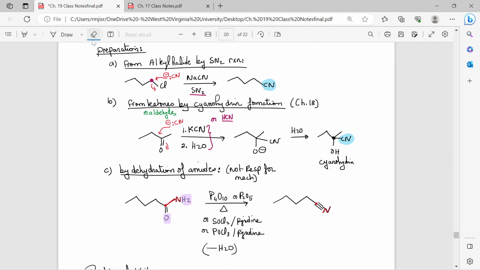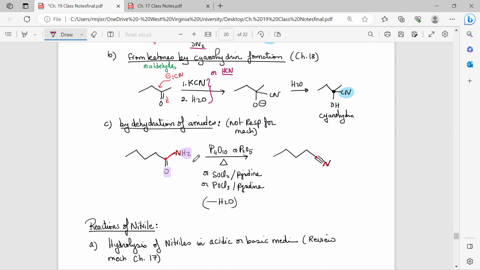You can also form the cyanide by losing water from the amide. This is a new way. So you start with the amide and use a dehydrating agent. The dehydrating agents here are a couple of them. So all of those in there, pick one. And the dehydrating agent will allow the amide to lose water.